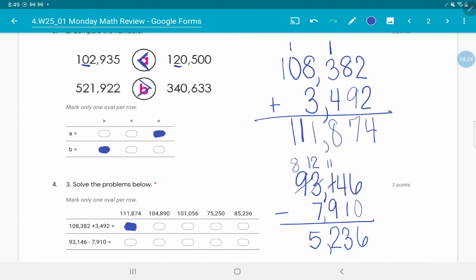So what's my difference or the answer to the subtraction problem? What's that number? 85,000. Very good. 85,236 is the correct answer.